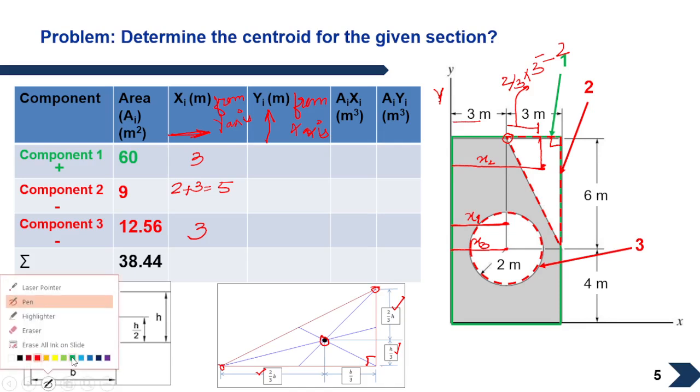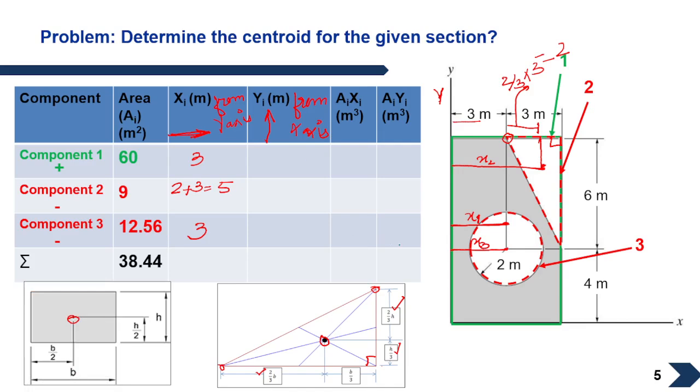Okay, so let us choose the green color. Again, we know the centroid of this rectangle is this one, and you need to measure it vertically from the x-axis. The x-axis is this. So from here we need to measure the centroid of all the sections. This is my y1.